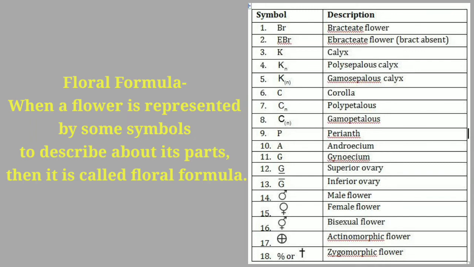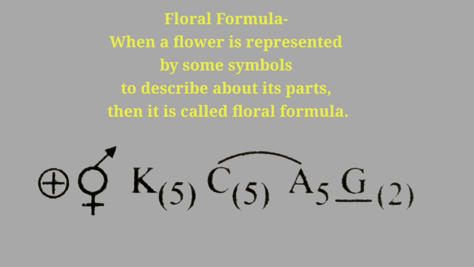Now let's see what a floral formula looks like. So this is how a floral formula looks. The first sign is for the symmetry. Here the flower is actinomorphic. Then comes the sign for sexuality. Here the flower is bisexual. Then comes calyx, K. The symbols are written from the outermost whorl to the innermost whorl. Here K(5), 5 is the number of sepals, and as the bracket is given there, that means the flowers are gamosepalous.